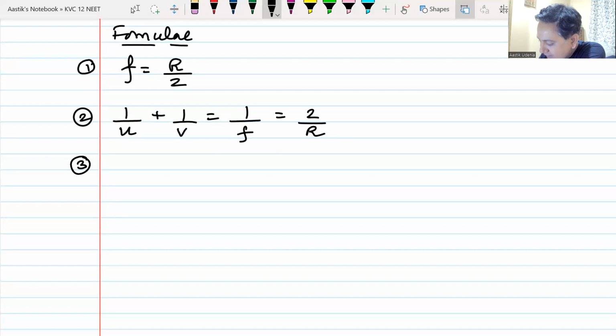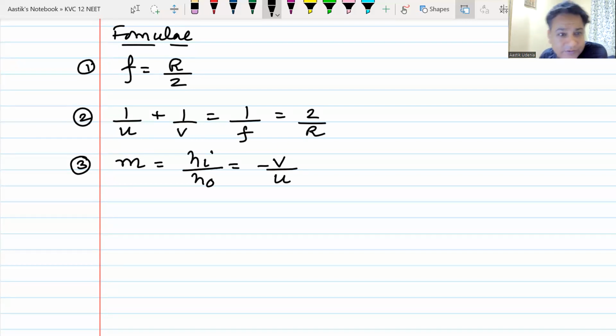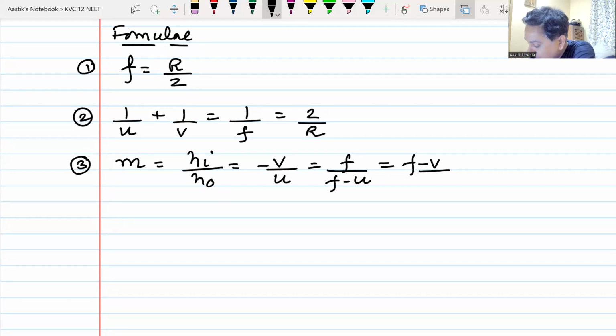Three, lateral magnification or transverse magnification. This is height of the image divided by height of the object, equal to minus v by u. And we had seen two other variations of the same formula: f upon f minus u, or f minus v by f. Do we remember this? Yes, sir. You have to remember it, otherwise you will end up in trouble, my dear friends.